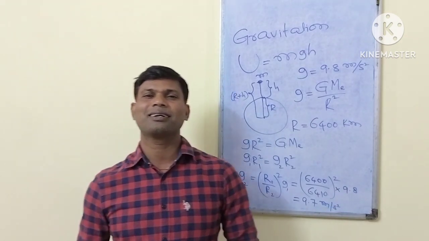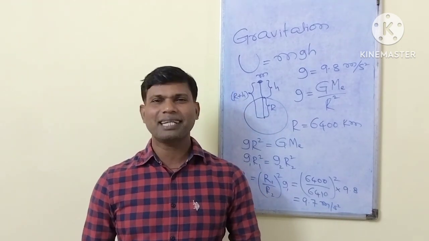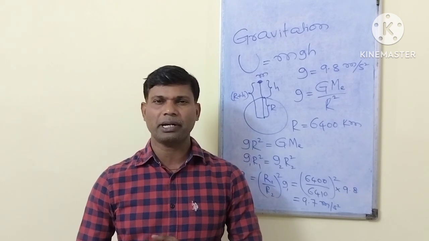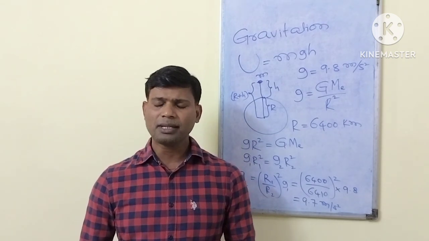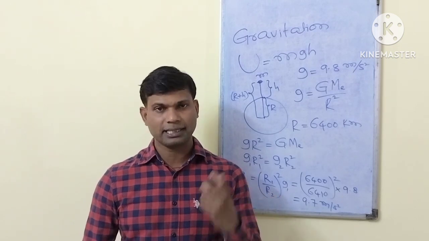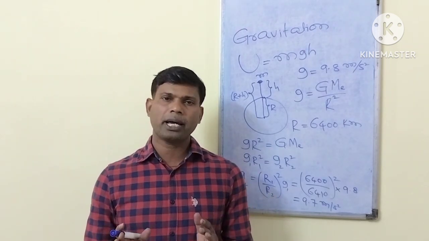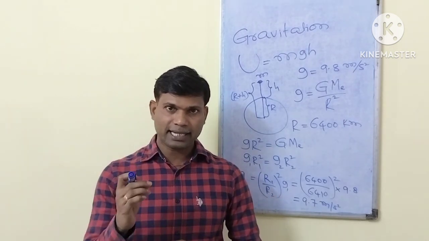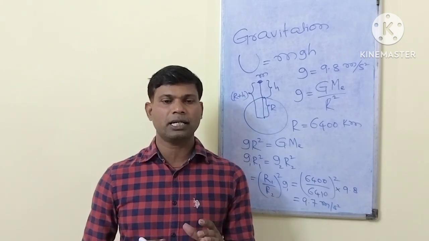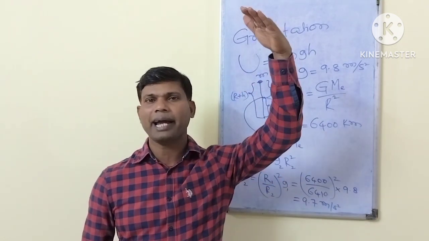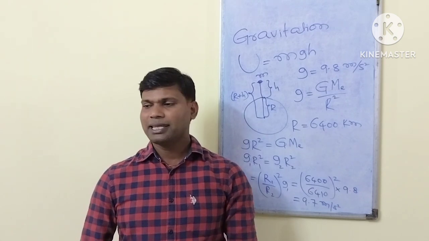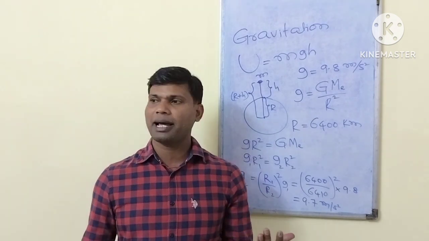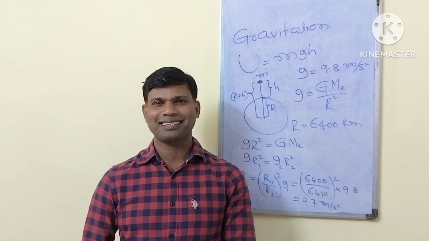This is not a significant change in acceleration due to gravity. It is approximately 1%, even less than 1% change. So we can assume that the acceleration due to gravity is constant over 10 kilometer height from the surface of the earth. Okay, then what about something else, like the International Space Station?